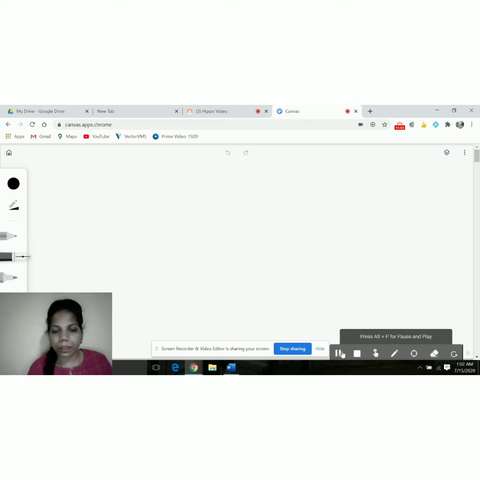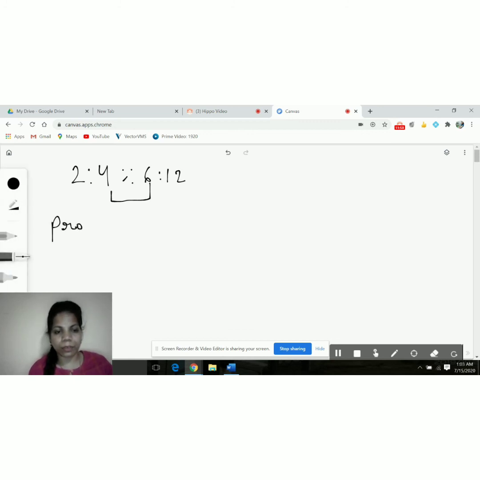Okay. Now let us see another example. I am taking 2 is to 4 is proportion to 6 is to 12. Now we will check whether these ratios are in proportion or not. Here what are means? These two, right? So product of means is equal to 4 into 6.